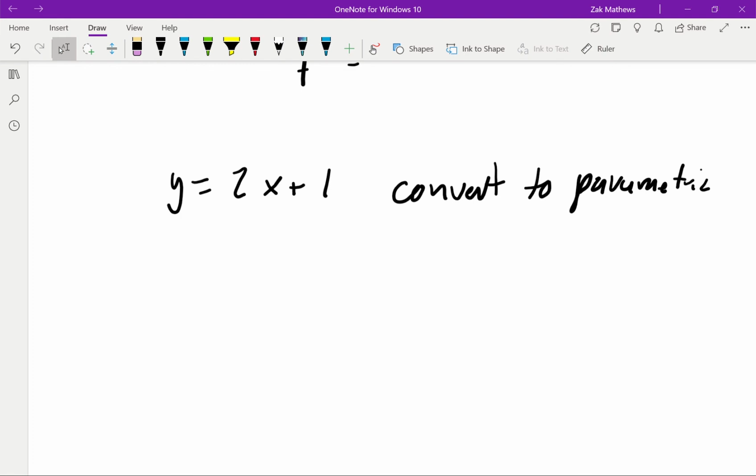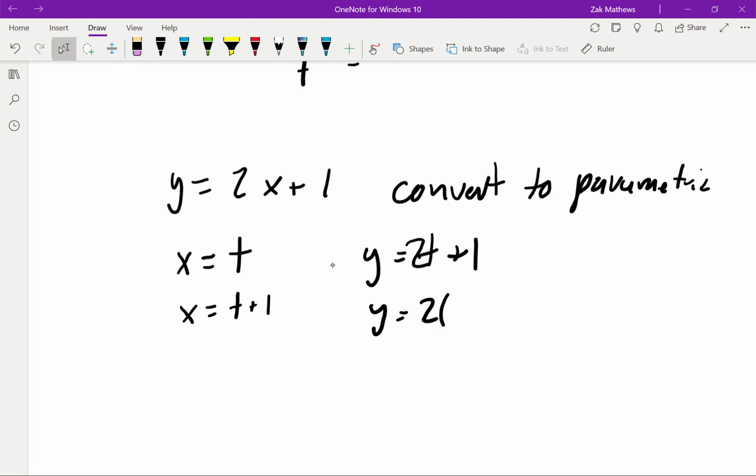If I'm given no guidance on this, one way I could do it is simply say, well, let's let x equal t, in which case y is equal to 2t + 1. Just saying if x is t, then I get 2t + 1. Or I could say let's let x equal t + 1, in which case y is equal to 2(t + 1) + 1, just substituting that x right in. Of course, I could simplify that to 2t + 3. I could do this all day long. I could make it a little bit trickier if I wanted to. I could say x is equal to t squared, and then we could replace that.